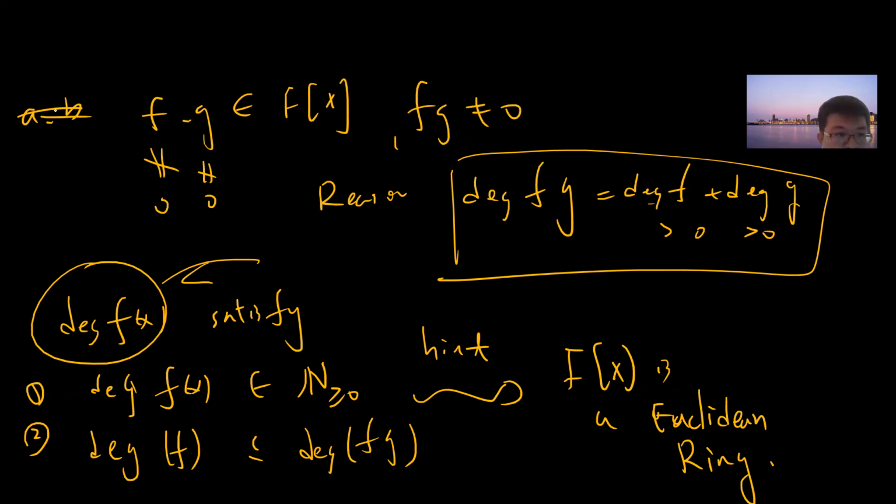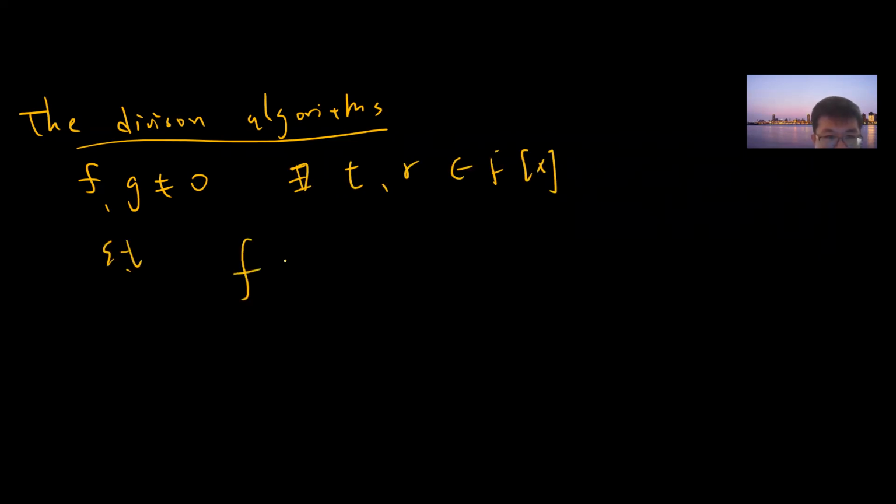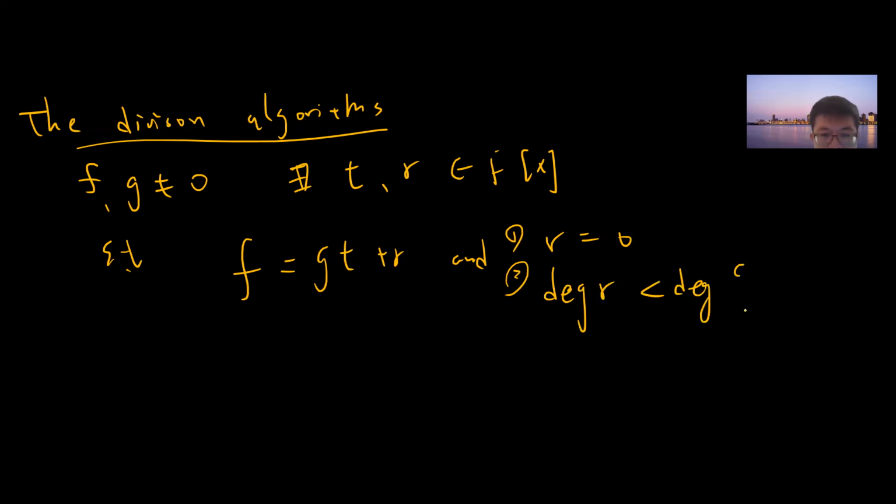So the final theorem is called the division algorithm. Once you have this division algorithm, you can directly prove that F[x] is actually a Euclidean ring. This tells you that if f and g are non-zero, then there exist polynomials t and r belonging to F[x] such that f is gt plus r, where either r is 0 or the degree of r is less than the degree of g. So this is the division algorithm.